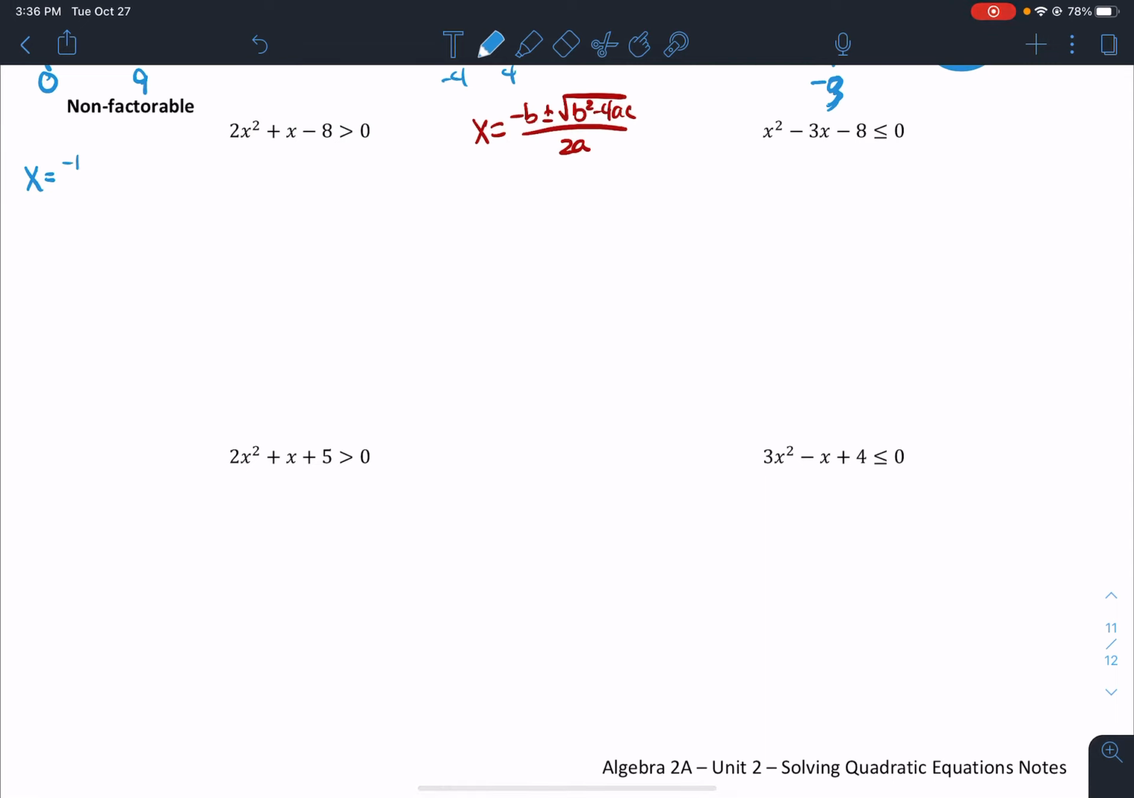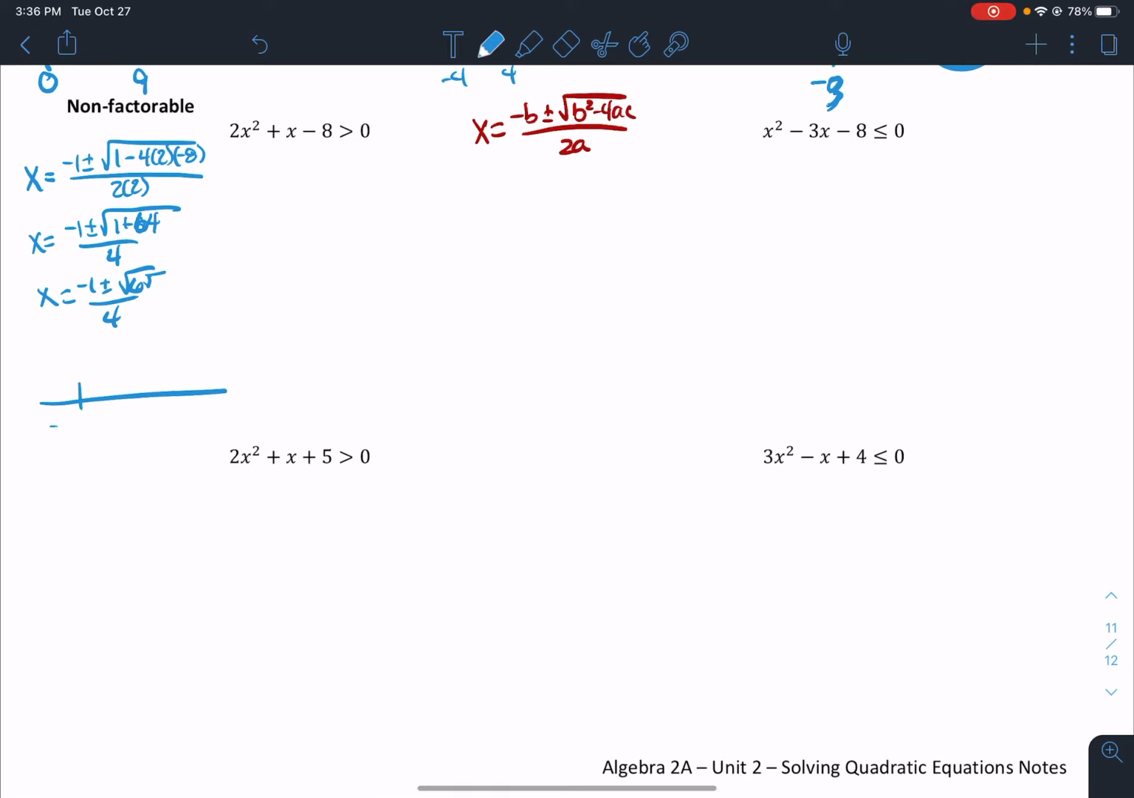So I would have x equals negative 1 plus or minus the square root of 1 minus 4 times 2 times negative 8, all over 2 times 2. X would be negative 1 plus or minus the square root of 1 plus 64, over 4. So X would be negative 1 plus or minus the square root of 65 over 4. And I can't simplify it more than that.